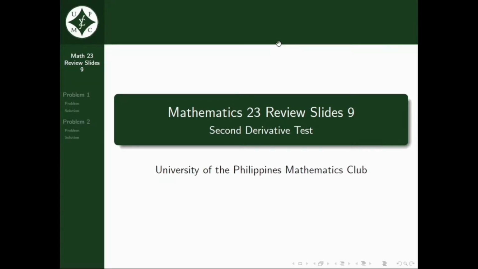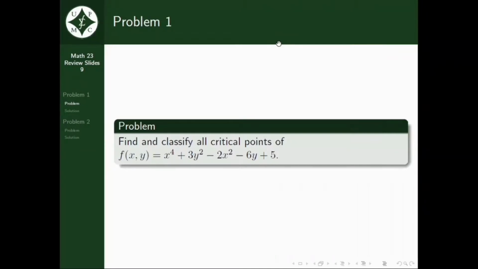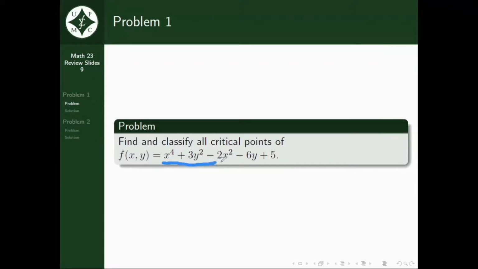Okay? For the first item, we are asked to find and classify all critical points of the function f equal to x raised to 4 plus 3y squared minus 2x squared minus 6y plus 5. First thing, ako kasi kapag ganito, ini-inspect ko na agad kung anong klase ng function yung f. The function f is a polynomial function in x and y. It's a polynomial function. So, ibig sabihin, yung first order derivatives ng f would exist at any point.